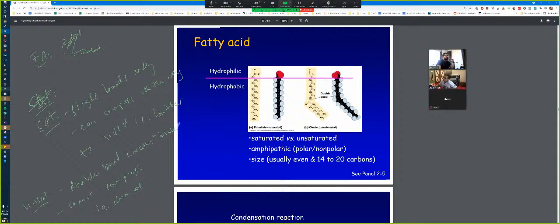Double bond creates what? Okay, so I wrote single bonds only can compress all the way to a solid. An example of that is butter, which is a solid at room temperature. Now, unsaturated fats have a double bond, and what that does is it creates a kink, K-I-N-K, and it cannot compress all the way. That's why olive oil, which is an example of that, is liquid at room temperature.